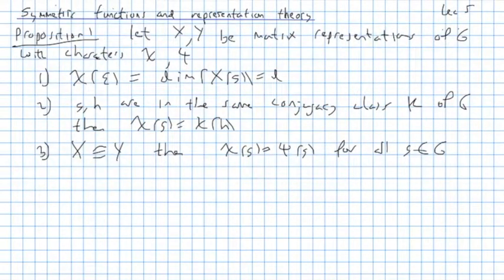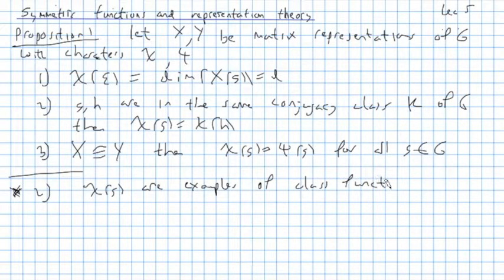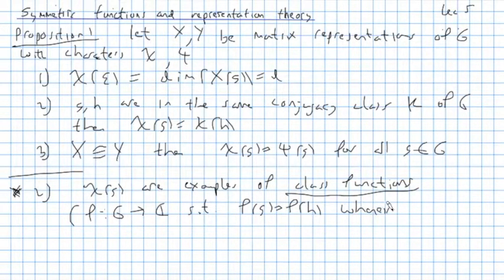Okay, so let's make some remarks about this. So by two, characters are examples of class functions. So what are class functions? These are functions from the group to the ground field that are constant, they have the same value in each conjugacy class, such that f of g equals f of h whenever g and h are in the same conjugacy class. Okay?